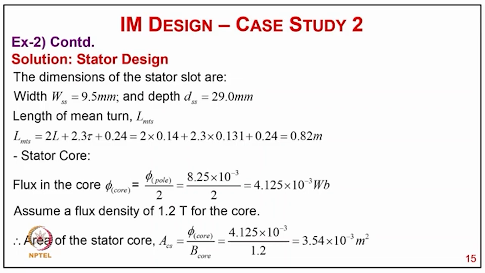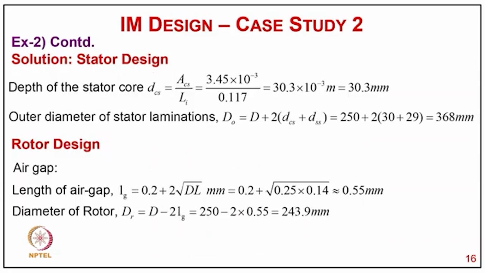And now for the calculation of the stator core, the flux in the core is phi pole by 2. So putting the value, it comes 4.125 into 10 power minus 3 Weber. And considering the flux density of 1.2 Tesla for the core, so area of the stator core is ACS equal to phi core upon B core, and putting the value, it comes 3.54 into 10 power minus 3 meter square. So now coming to depth of the core, DCS equal to ACS upon Li. Putting the value, it comes 30.3 into 10 power minus 3, that is 30.3 millimeter.